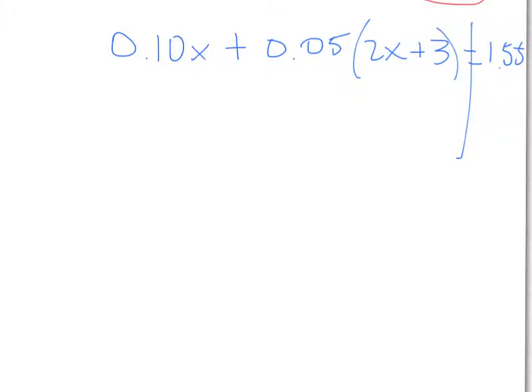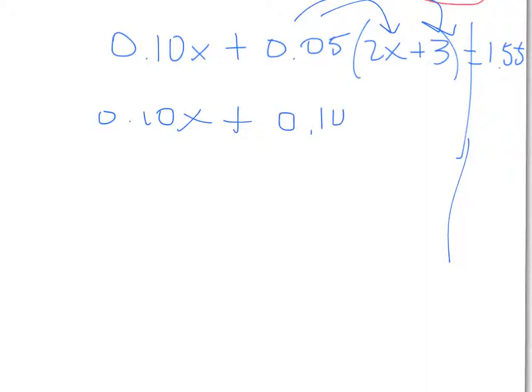So I've got 0.10x plus, distributing, I've got to distribute my 5 cents through the parentheses. My 5 cents times 2 is 10 more cents, so that's 0.10x. Plus I'm taking my 5 cents times 3. Well, I know 3 nickels is 15 cents. There's no x with that one, because there's no x with the 3. Equals $1.55.